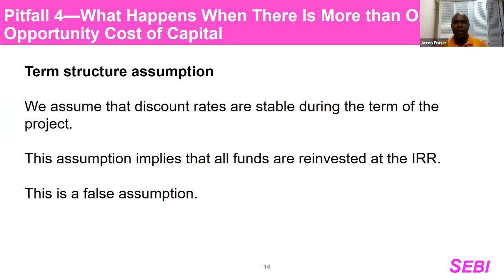Just to recap, in cases where there are multiple opportunity costs of capital or required returns for a project, applying the IRR just ignores that there is more than one opportunity cost of capital. It says it is stable. And secondly, it assumes that all funds garnered would be reinvested at that IRR rate, which is a very weak assumption. Any questions?